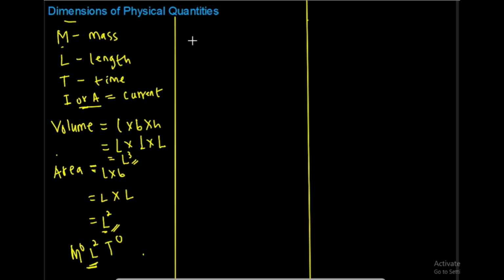So let's take it up a bit. Let's say you're asked to calculate the dimension of velocity. First, like I said, you need to bring out the formula for that physical quantity, or write out the formula first. That will guide you on how to go about the dimension. Now, velocity, like we know, is displacement over time.